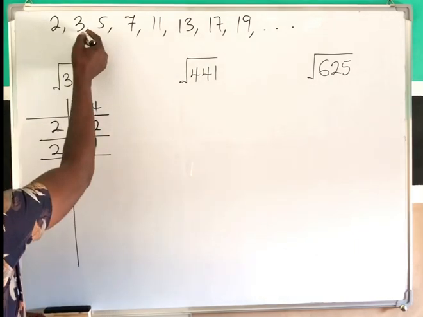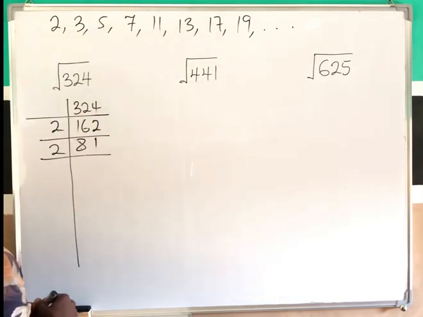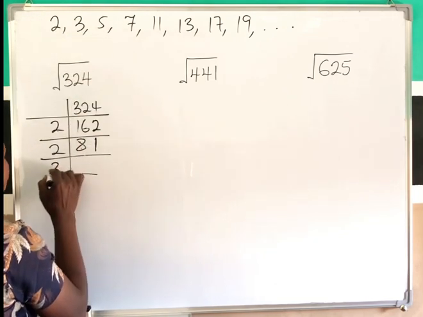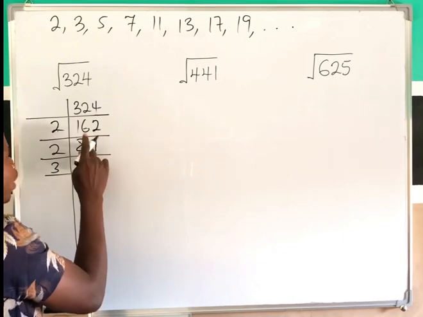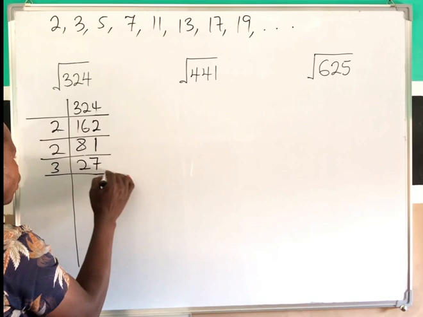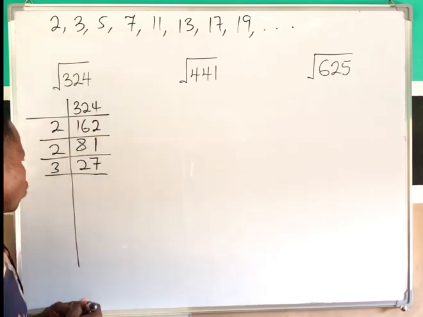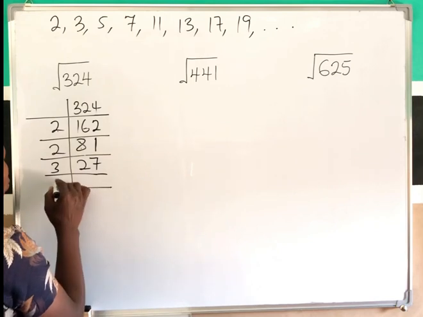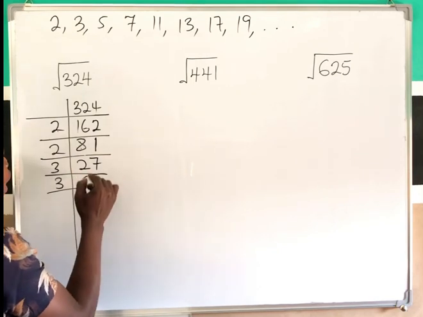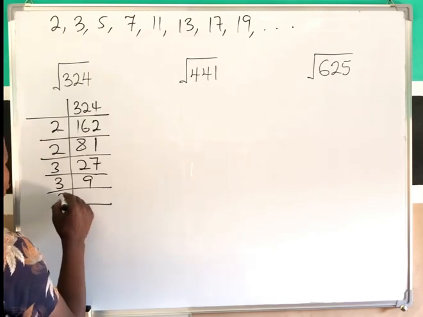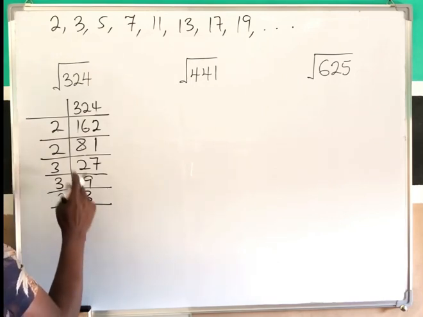So I'll move to the next prime number and see. Can 3 go into 81? Yes. Because 3 into 8 is 2 remainder 2. Bring the 2 in front of 1, 21. And 3 into 21 will be 7. So 3 times 27 is 81. Then, can 3 still go into 27? Yes. So 27 over 3 is 9. Can 3 go into 9? Yes, that is 3 times 3 is 9.